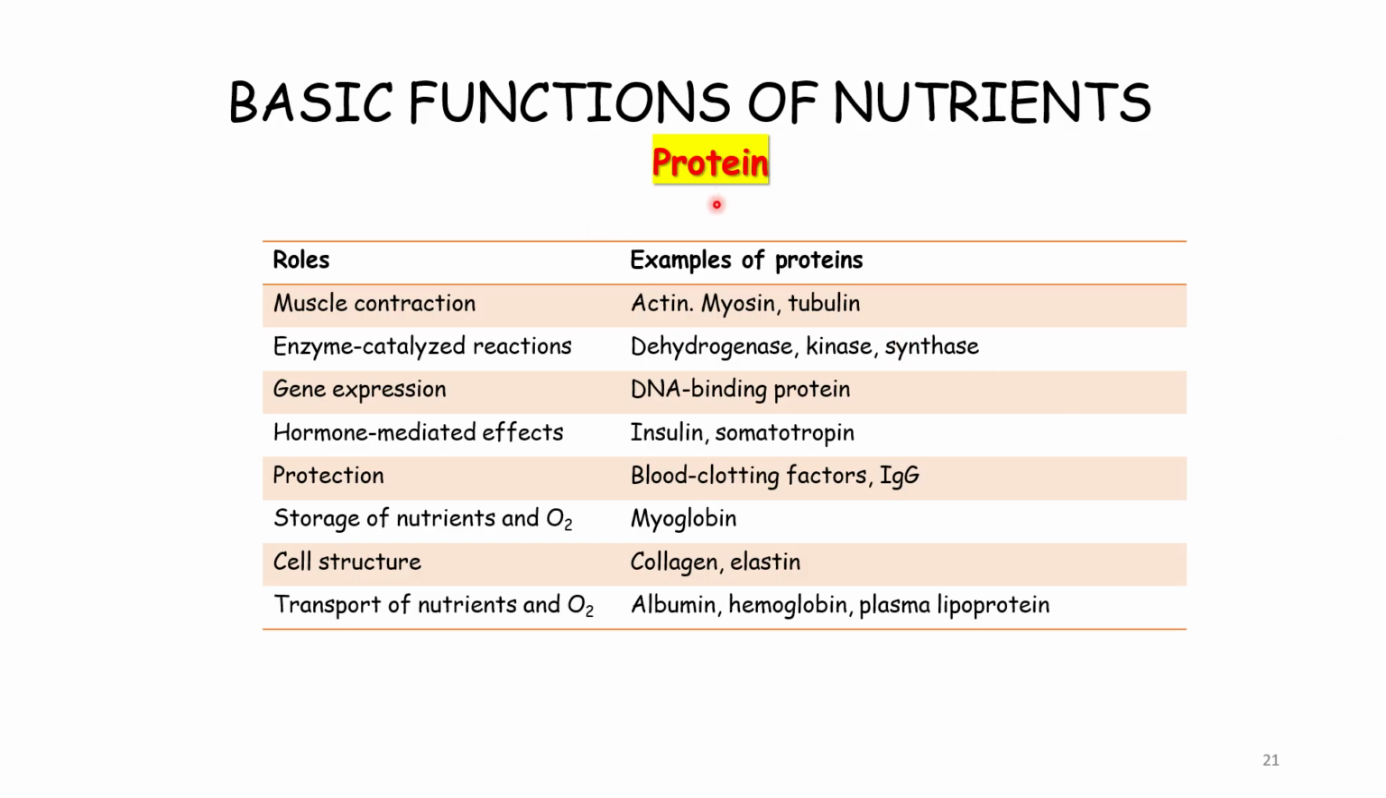And then the third one is the protein. What is the function of protein? The functions include muscle contraction, enzyme catalyzed reaction, gene expression, hormone mediated effect, protection, storage of nutrient and oxygen, cell structure, transport of nutrient and oxygen. These are all the roles, all the functions of protein, and this is an example of protein inside the animal body.